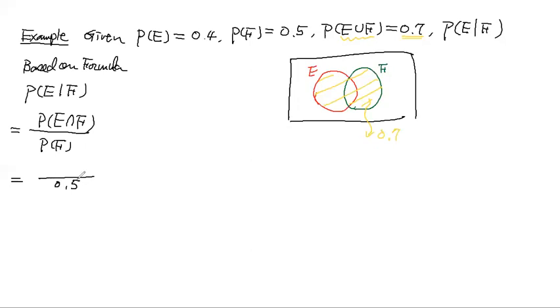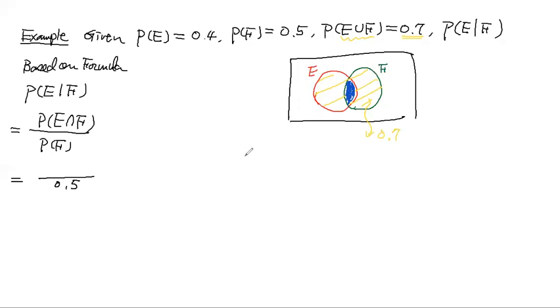Now we want to find the E intersection F. That means right now I'm going to find the intersection. So this is the intersection part. If I can find this blue area, then I will be able to find my conditional probability here. So how do I find this blue area?